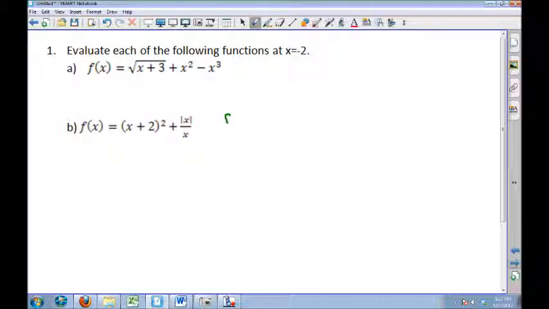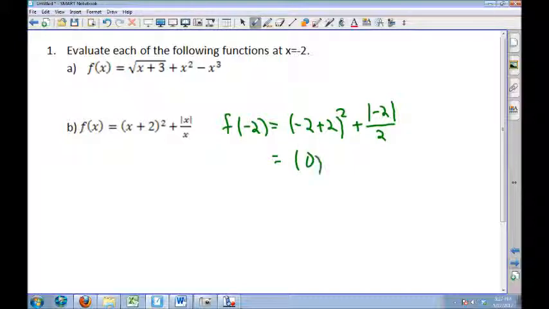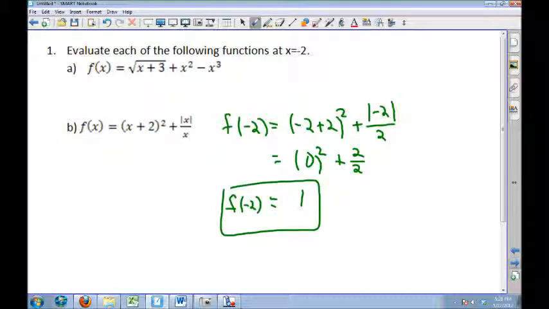On to the second one. I again am going to replace every value of x with -2 throughout my entire expression. Once I do that, I can simplify things pretty easily. -2 plus 2 is 0, plus, and then the absolute value of -2 is just 2. So I end up with 0 plus 2 over 2, which is just 1. So f of -2 is equal to 1.